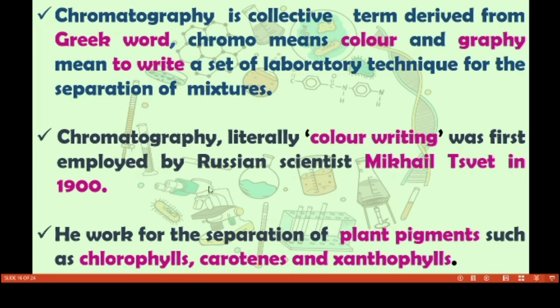This was first employed by the Russian scientist Mikhail Tswett in 1900. He worked on the separation of plant pigments such as chlorophylls, carotene and xanthophylls. By using these, he explained chromatography.